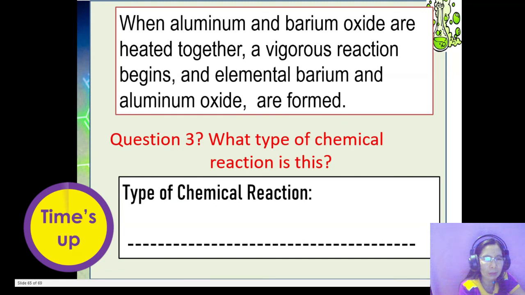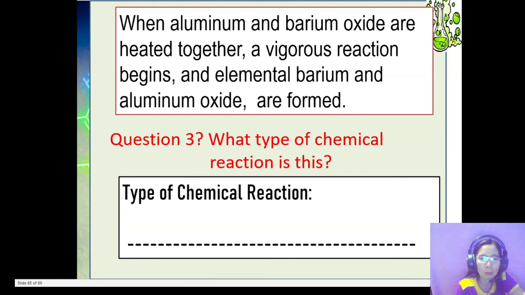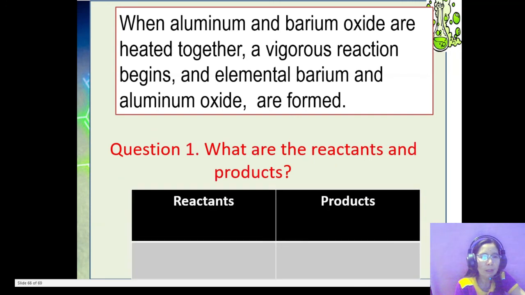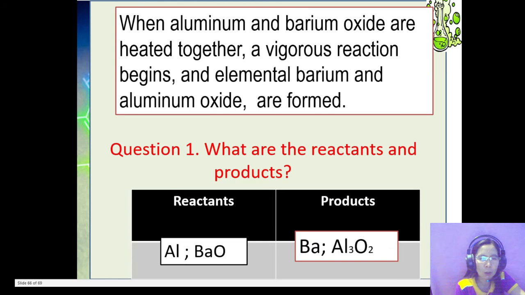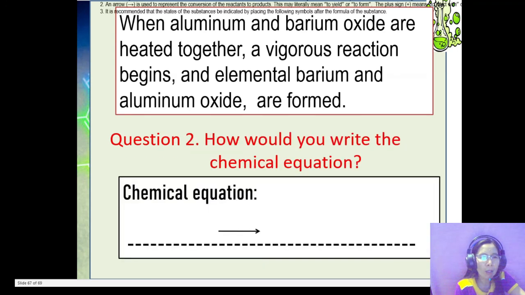And time is up. Okay, let's check your answers. Question number 1. What are the reactants? Correct, aluminum and barium oxide. The products are barium and aluminum oxide. How about the chemical equation? Correct. We have aluminum plus barium oxide as the reactants, and the products are barium and aluminum oxide, separated by an arrow.